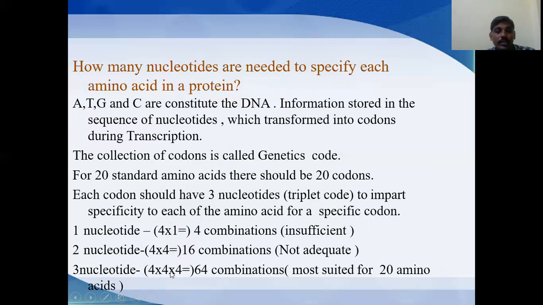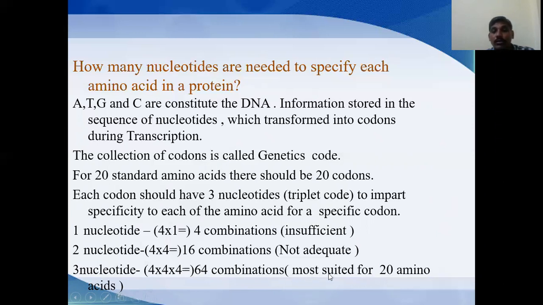So the next step is to assume 3 nucleotides as a unit which recognizes a particular amino acid. So we get 4 into 4 into 4, that is 4 cubed, 64 combinations, or 64 codons formed. These 64 codons are enough for the identification of 20 amino acids.